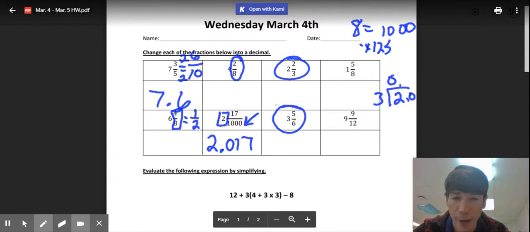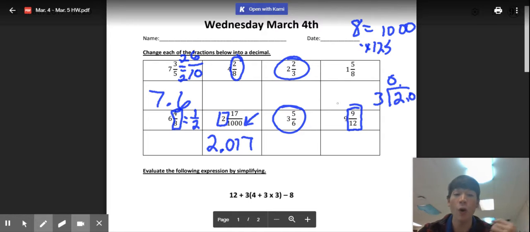Last one that I want to talk about is 9/12. We know it's more than half, but think about, is that closer to half or is that closer to a whole? Think about what 9/12 is going to end up being, and think about then how we may go about changing that into a decimal.